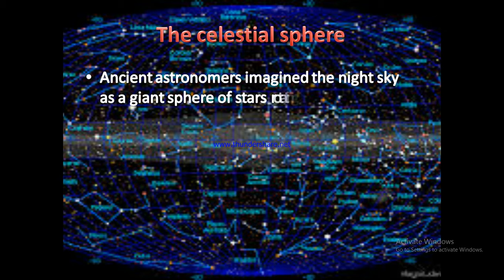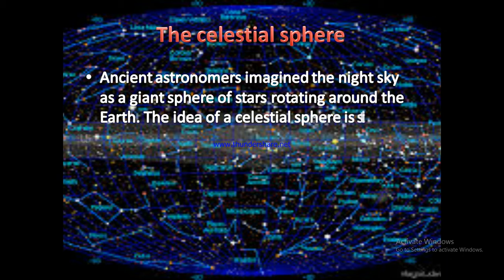The celestial sphere. Ancient astronomers imagined the night sky as a giant sphere of stars rotating around the Earth. The idea of the celestial sphere is still used to describe a star's position.